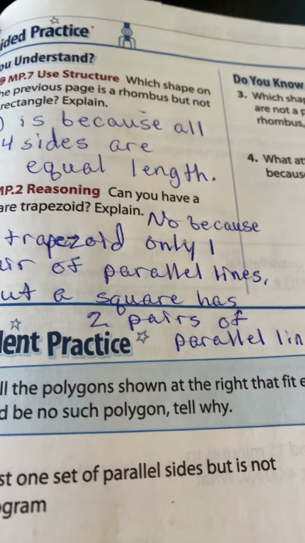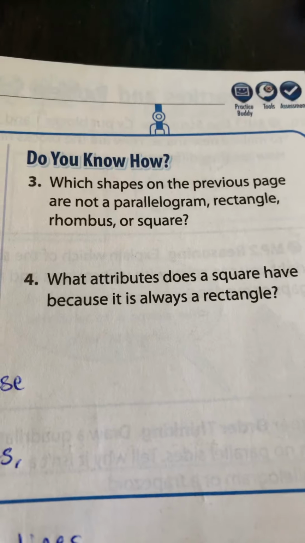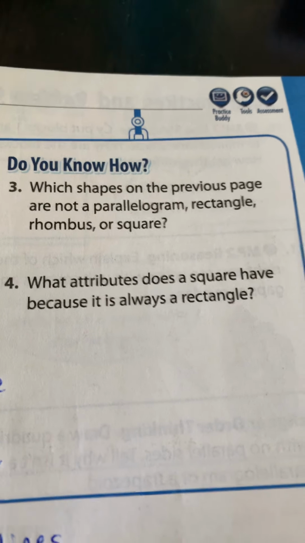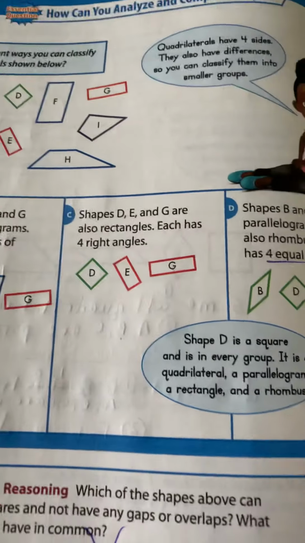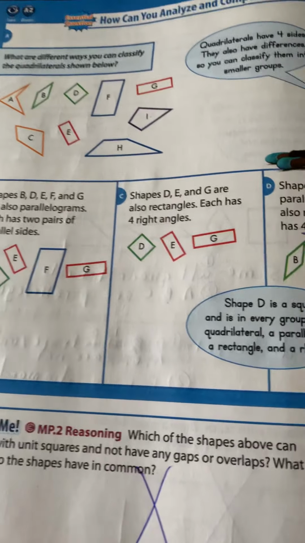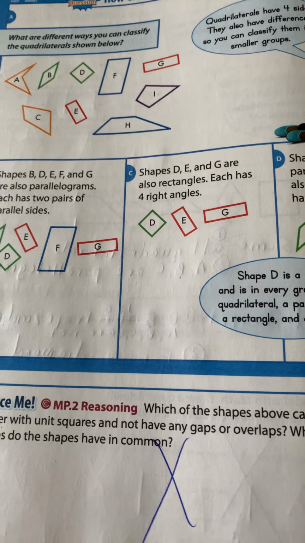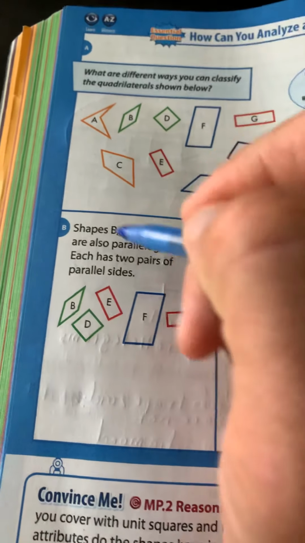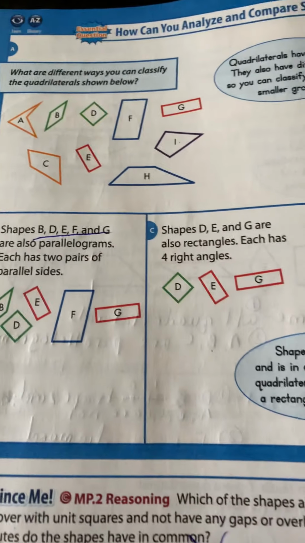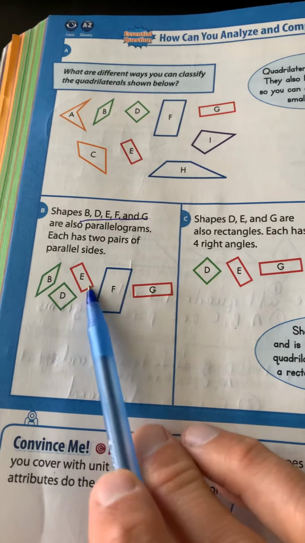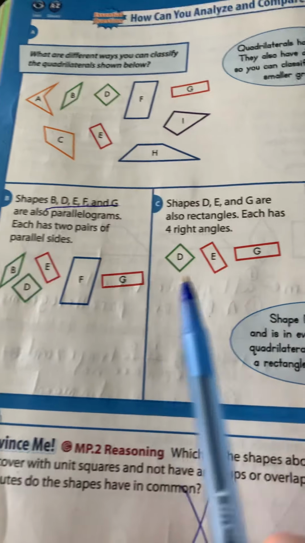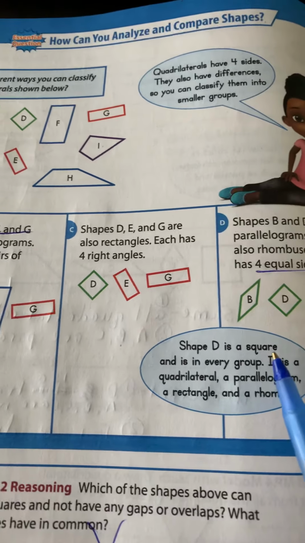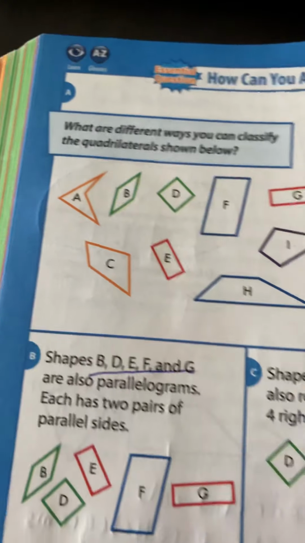All right, number 3. Which shapes on the previous page are not a parallelogram, rectangle, rhombus, or square? So I'm assuming on this page they're talking 824. So whatever ones are not here, right? Because B, D, E, F, G are all parallelograms. D, E, and G are all rectangles, and B and D are rhombuses and parallelograms. So, which ones did we say?